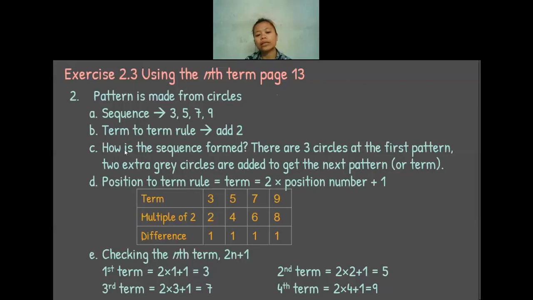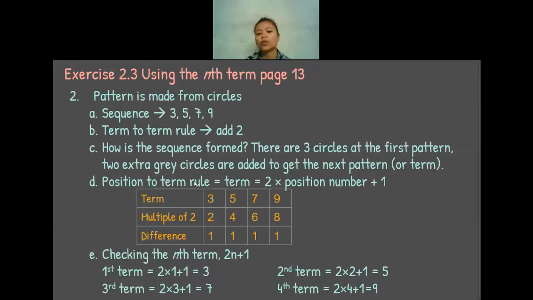How is the sequence formed? So I will just say there are 3 circles at the first pattern. We need to add 2 extra gray circles to get the next pattern. If you have a different sentence, as long as the meaning is the same as my sentence in here, it means your answer is correct. For the question D, we have to find the position-to-term rule.